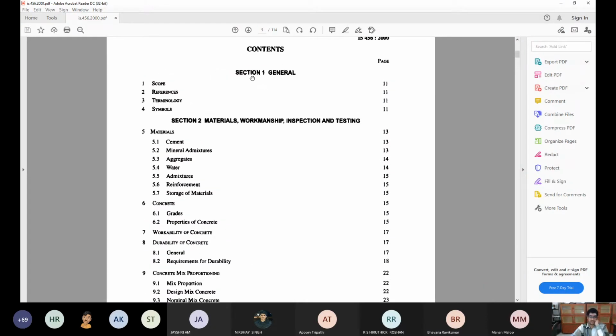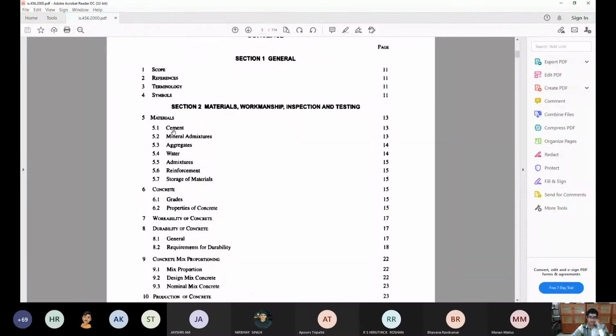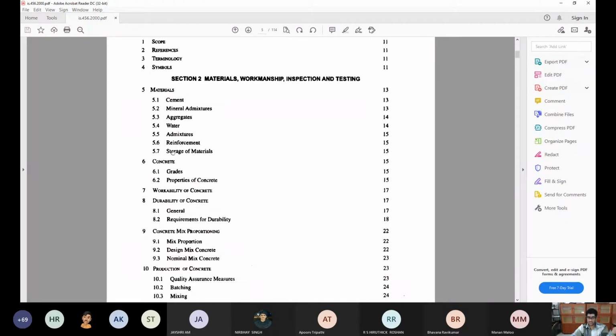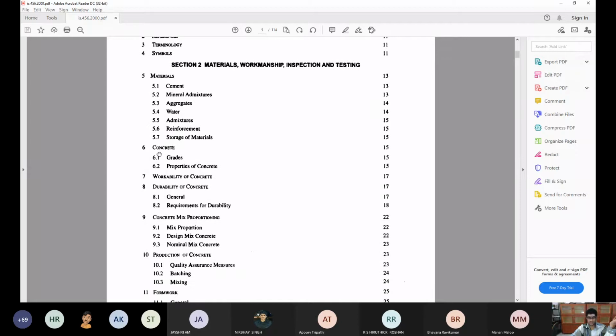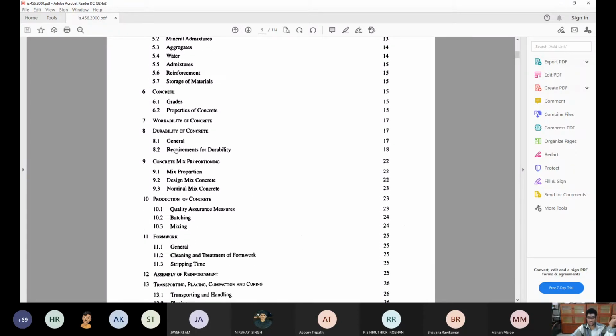What you would have probably used before is only Section 1 and Section 2. You might have used this just to get the desirable qualities of these materials: cement, admixtures, aggregates, reinforcement. You might have learned what the grades of concrete are, what the properties are, mix proportioning. What is the design mix?